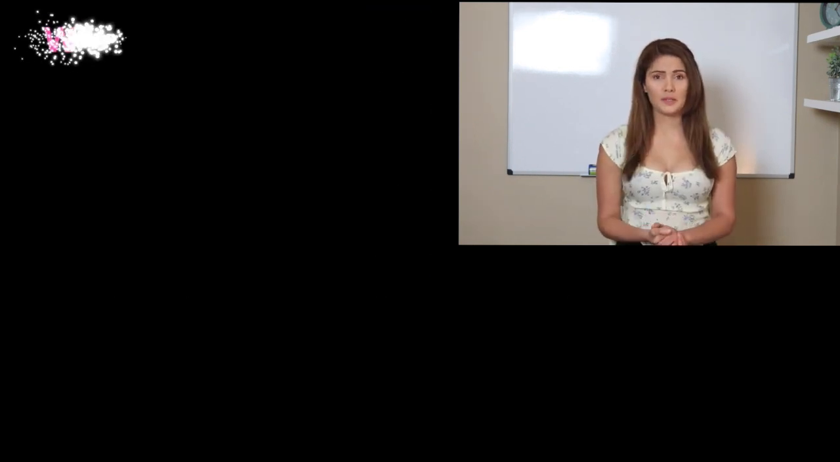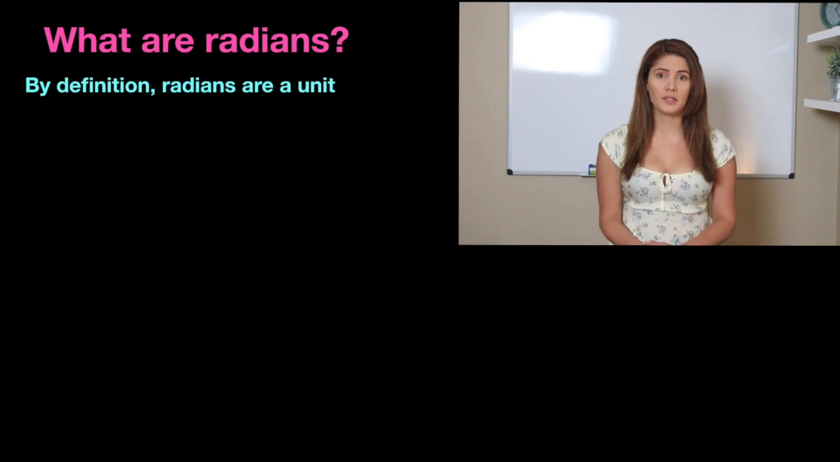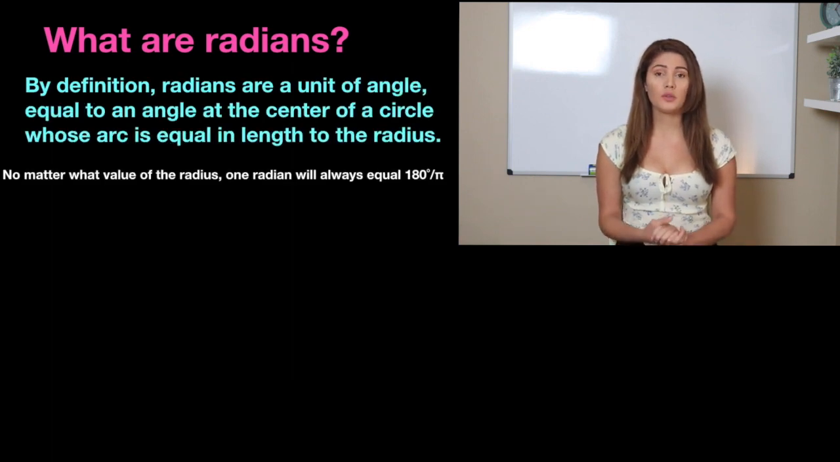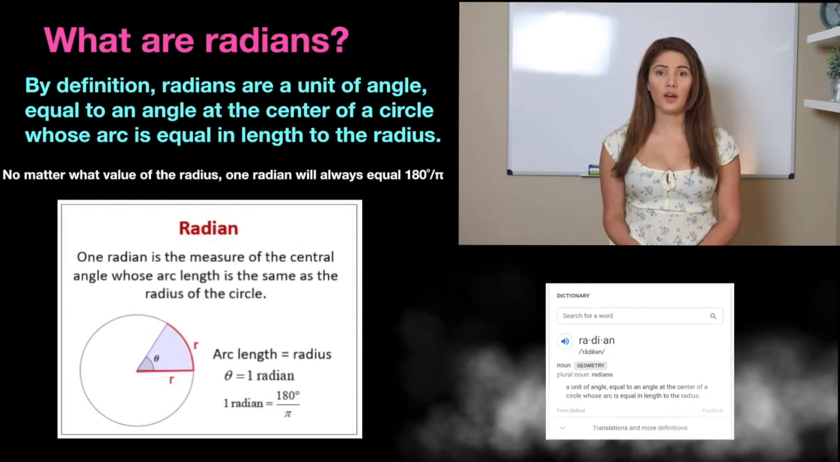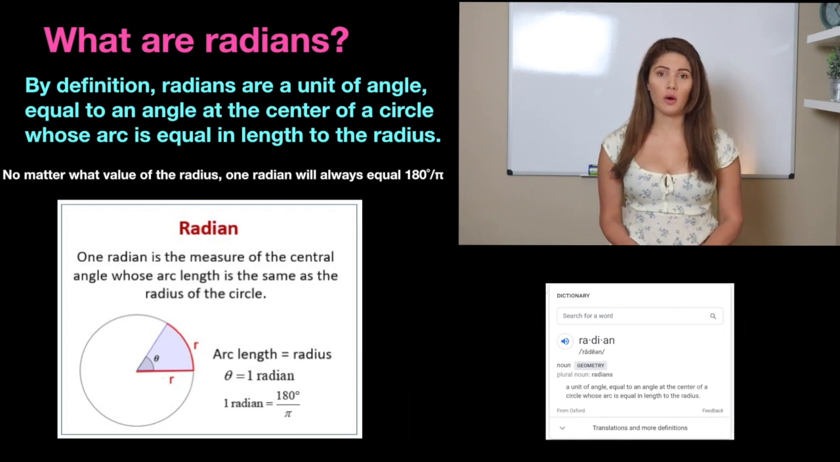What are radians? Well, by definition, radians are a unit of angle equal to an angle at the center of a circle whose arc length is equal to the radius. No matter what the value of the radius, 1 radian will always equal 180 degrees over pi. This is because the value of the radius is proportionate to the circumference. So as the radius gets bigger, the circumference also gets bigger. That's why it's always 180 degrees over pi.